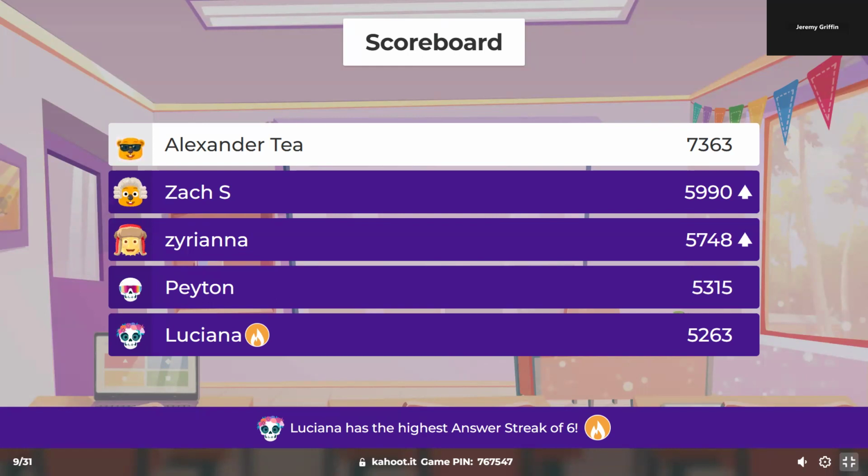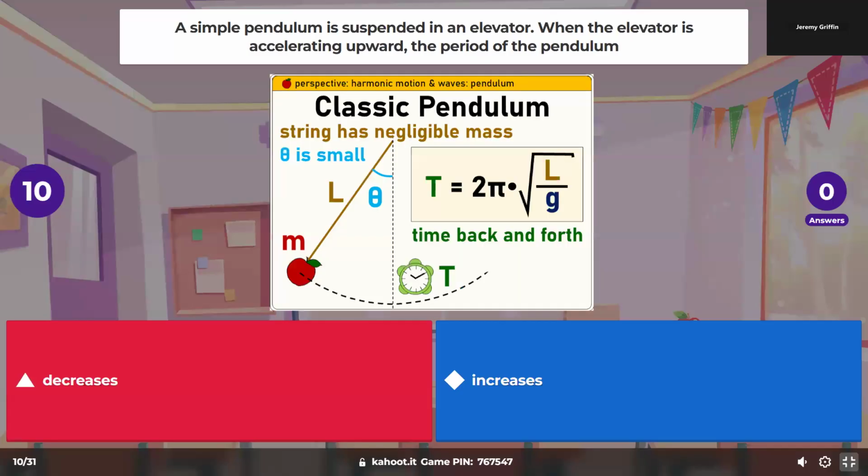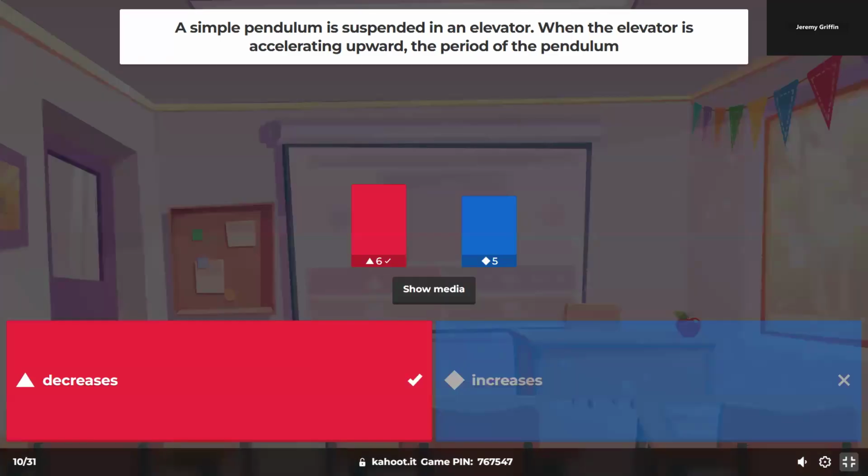Luciana, Peyton, Zariana, Zach, Alexander. A simple pendulum is suspended in an elevator. When the elevator is accelerating upward, what happens to the time period? Yeah, would decrease. Still the majority got that.